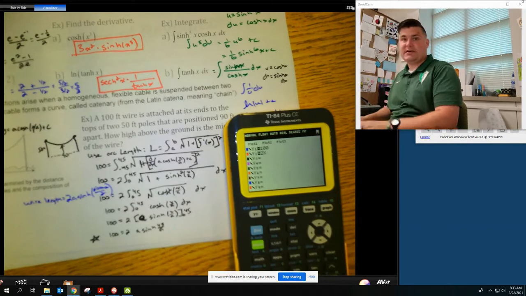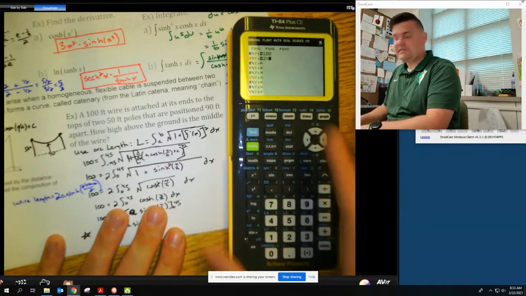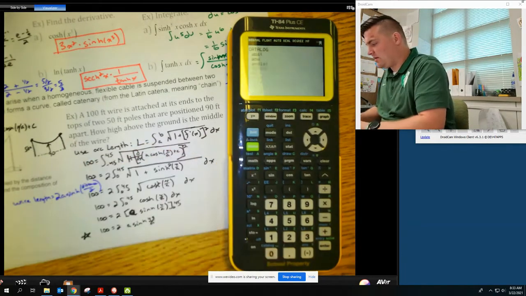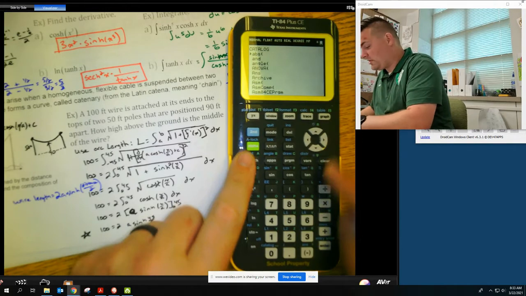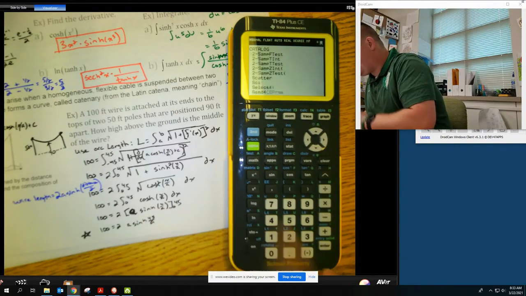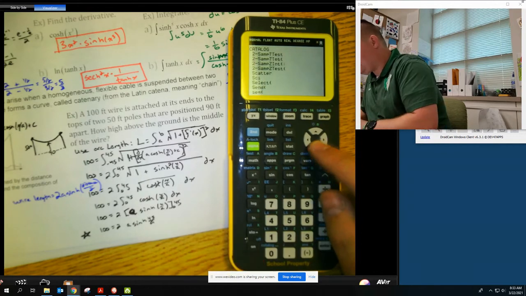Now, there is a sinh button on this calculator, believe it or not. It's down here in catalog. If you hit second catalog and you just see that little A in the corner, that means you can hit one of the green buttons that will get you there. So if I hit S, which is right above ln, it'll get you closer to it, but you'll find sinh. You just keep scrolling down, and there it is.